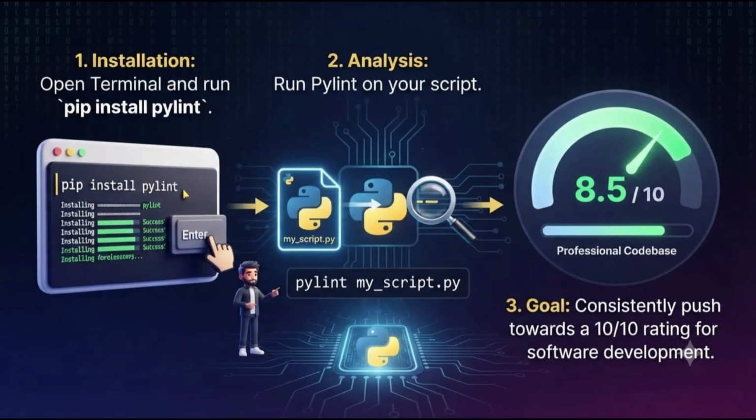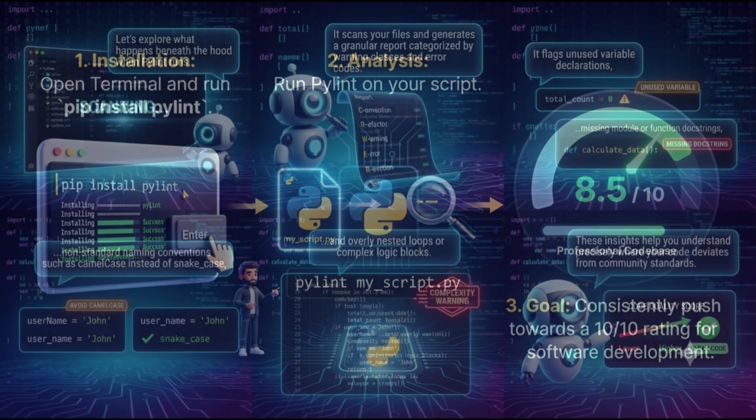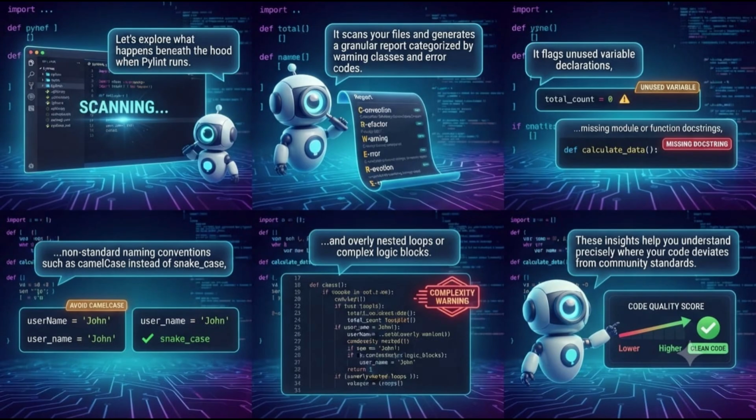Installing and running Pylint is straightforward. Open up your terminal or command prompt and execute the command pip install Pylint. Once installation completes successfully, you can analyze any Python script by typing pylint script_name.py. When execution finishes, Pylint evaluates your code structure and assigns you an objective score out of 10 points. Our ultimate goal in professional software development is to consistently push our code bases toward that 10 out of 10 rating.